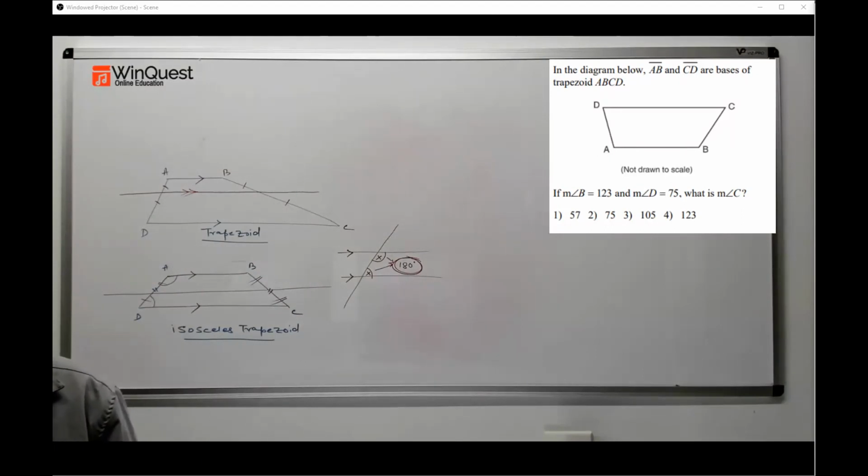Since we have B, like the angle of B to be 123, and we have to find C, couldn't we subtract 123 from 180 to find C? Do we agree with him? Do we agree? Yes. Anybody else?